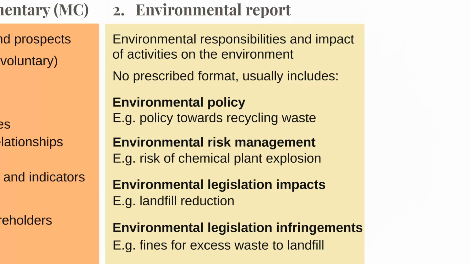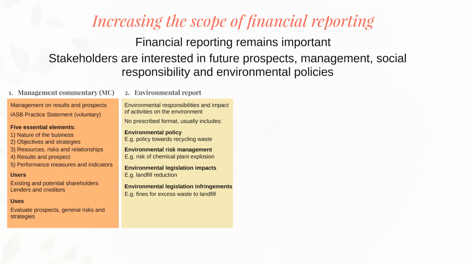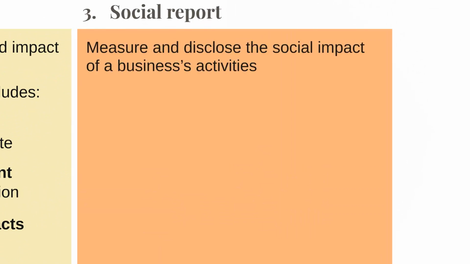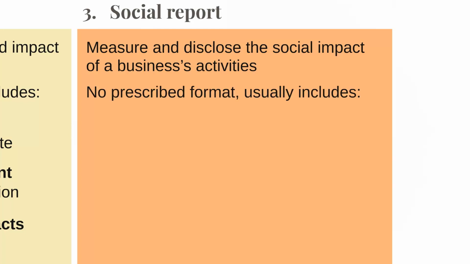Following on from an environmental report, we can focus on social aspects of the key non-financial information about a business within a business's social report. Now, the aim of social reporting is to measure and disclose the social impact of a business's activities. And again, like an environmental report, there is no set format for us to follow, but there is a number of pieces of information that will usually be included in a report like this.